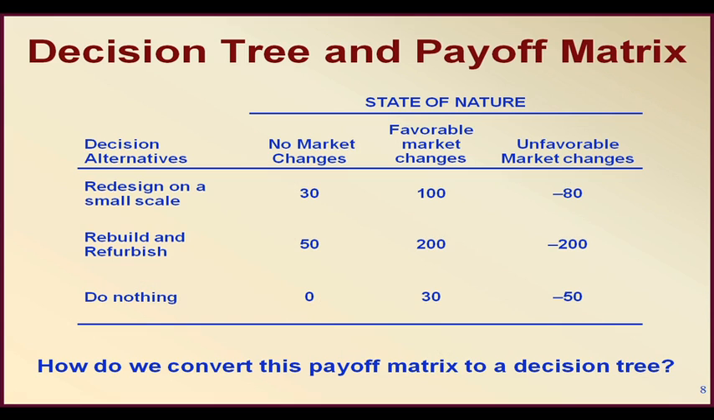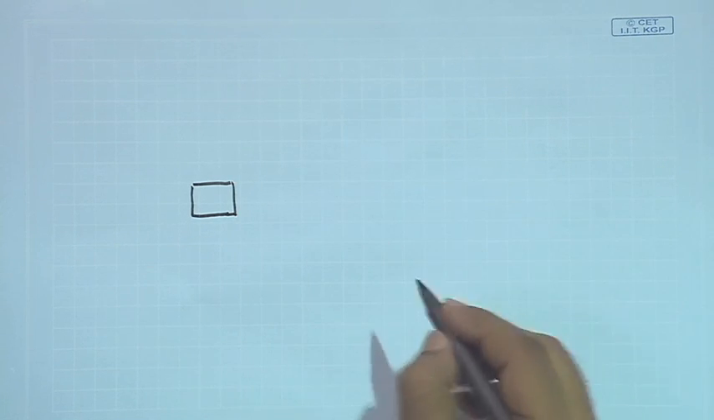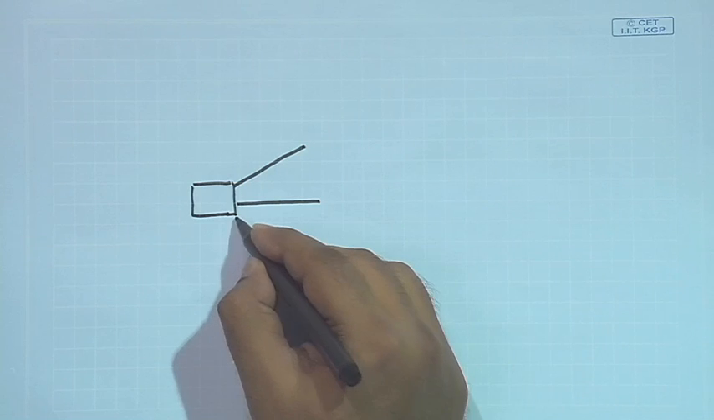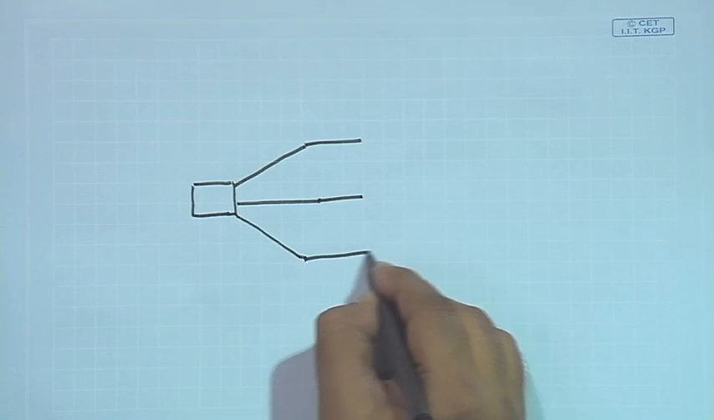How many decision nodes should be there? Basically, since there are three decision alternatives, there will be a single one, because there is no secondary decision alternative, and there are three states of nature: favorable market change, unfavorable market change, and no market change. So, again we put a decision point or decision node, and here we have the three decision alternatives, right. So, three decision alternatives.